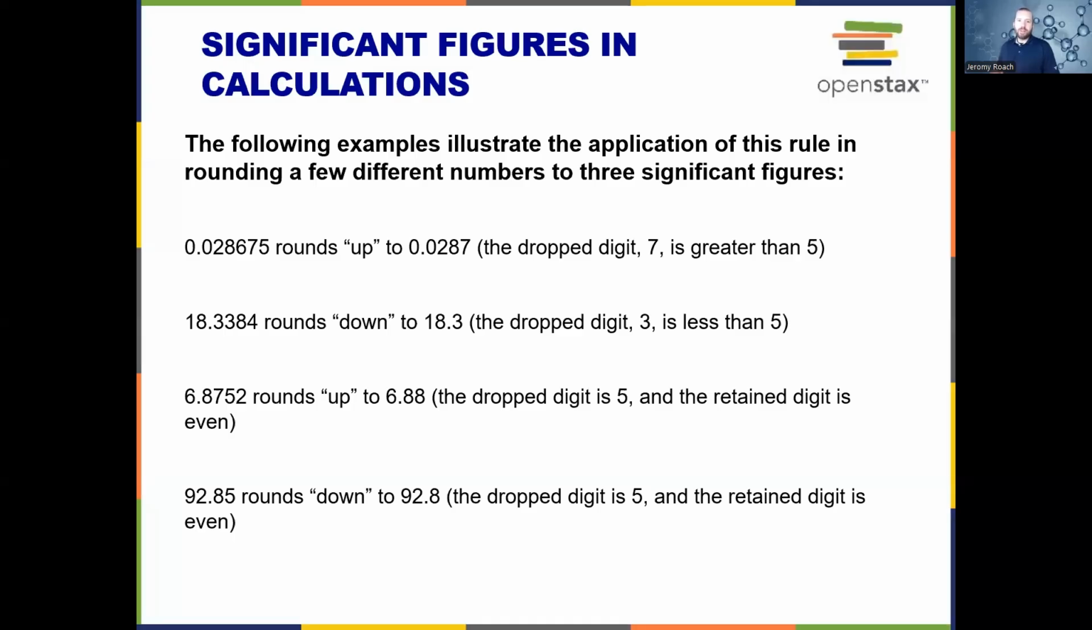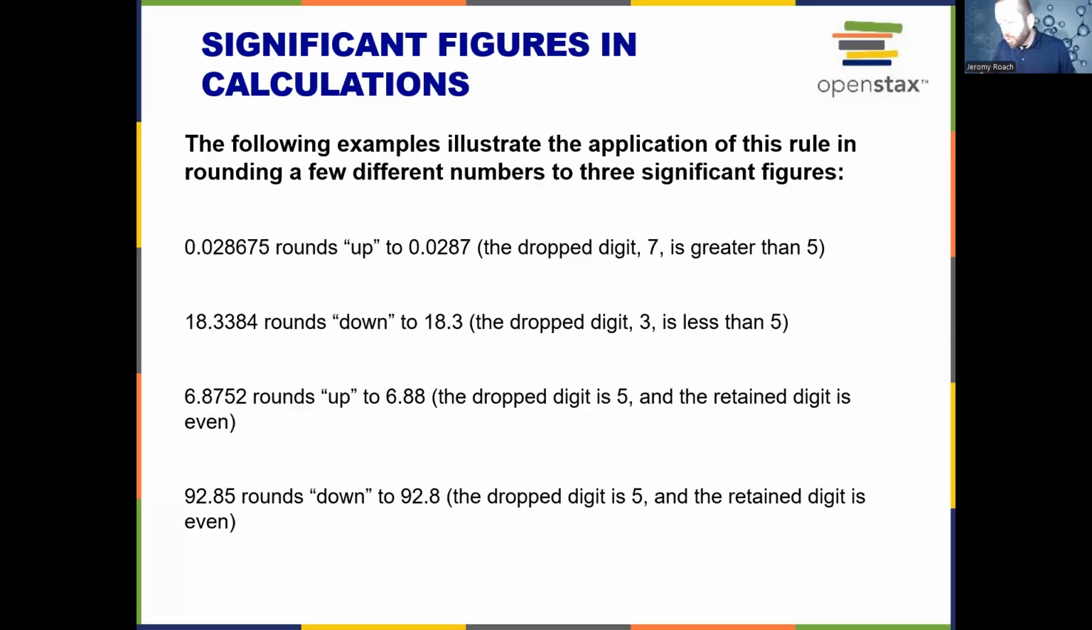The next section asks us to calculate based on rounding to 3 significant figures. So let's take a look at all of these here. The first one says we have this decimal. We want to go to 3 significant figures.